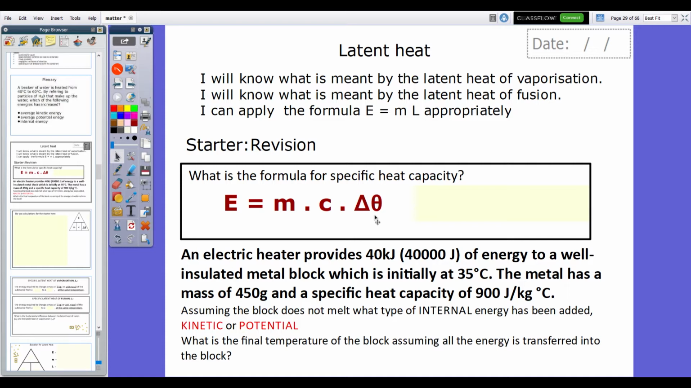So, let's look at the first question. An electric heater provides 40,000 joules of energy to a well-insulated metal block, which is initially at 35 degrees C. The metal has a mass of 450 grams and a specific heat capacity of 900 joules per kilogram per degree C. Assuming the block doesn't melt, what type of internal energy is being added? So we're going to heat a block of metal and it's not going to melt. So its temperature clearly is going to go up. When it does that, what's going to happen?